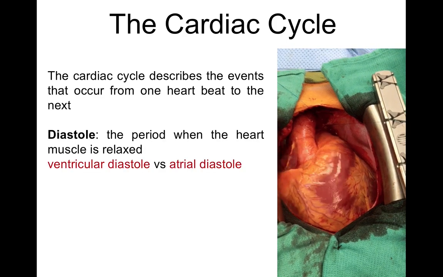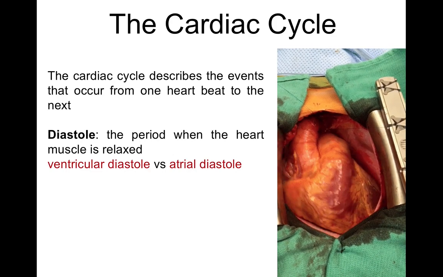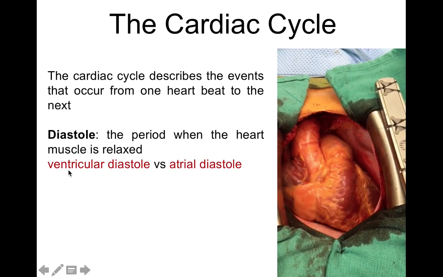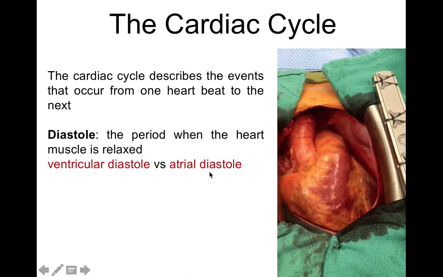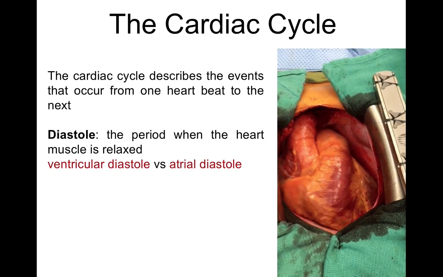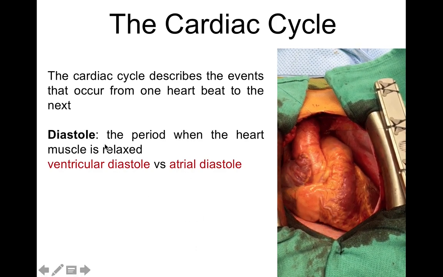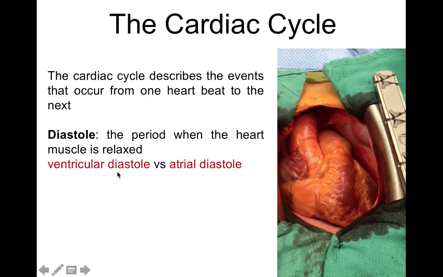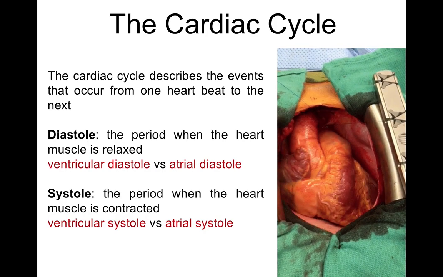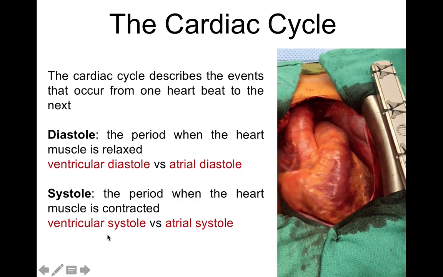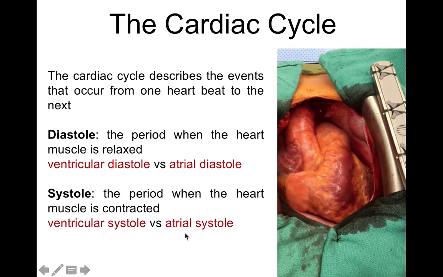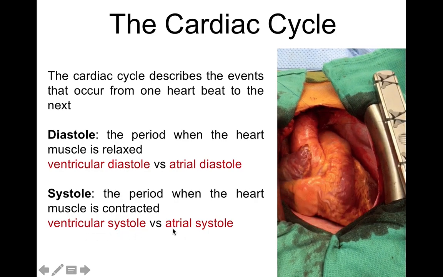So a general term is diastole. Diastole is used to refer to the period when the heart muscle is relaxed. So obviously there's slight differences between ventricular diastole and atrial diastole because the atria and the ventricles contract and relax at slightly different times. Generally speaking though, diastole is referred to when the heart is relaxed. Systole is a term used to describe the period when the heart muscle is contracted. So once again, you have slightly different times when the ventricles are contracted versus when the atria are contracted. So ventricular systole versus atrial systole is at slightly different times.